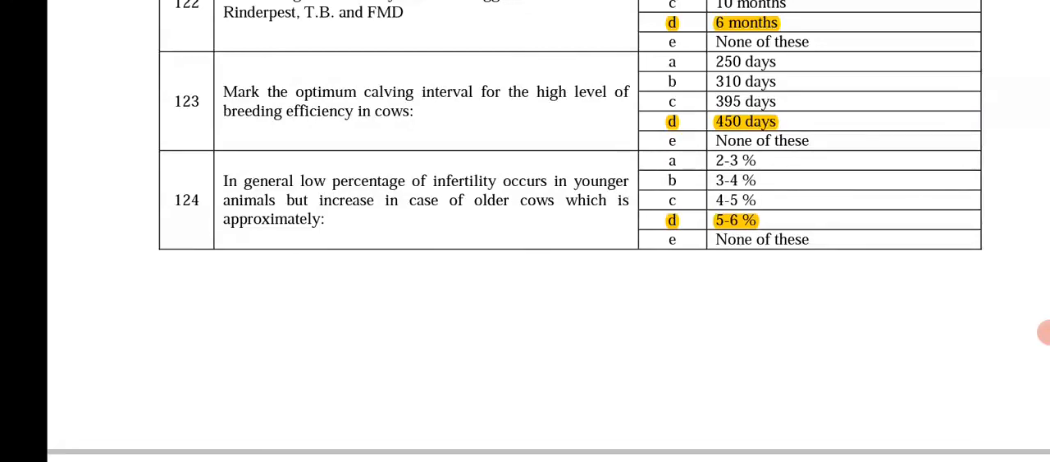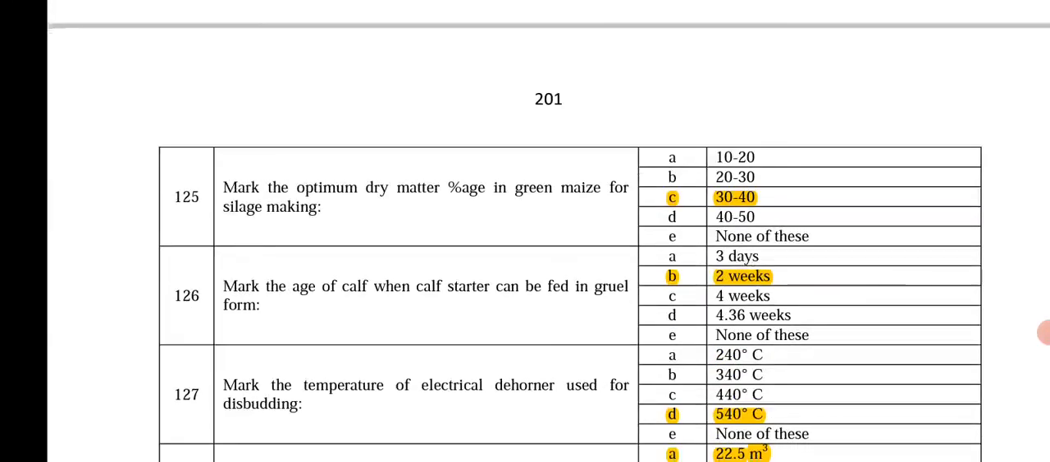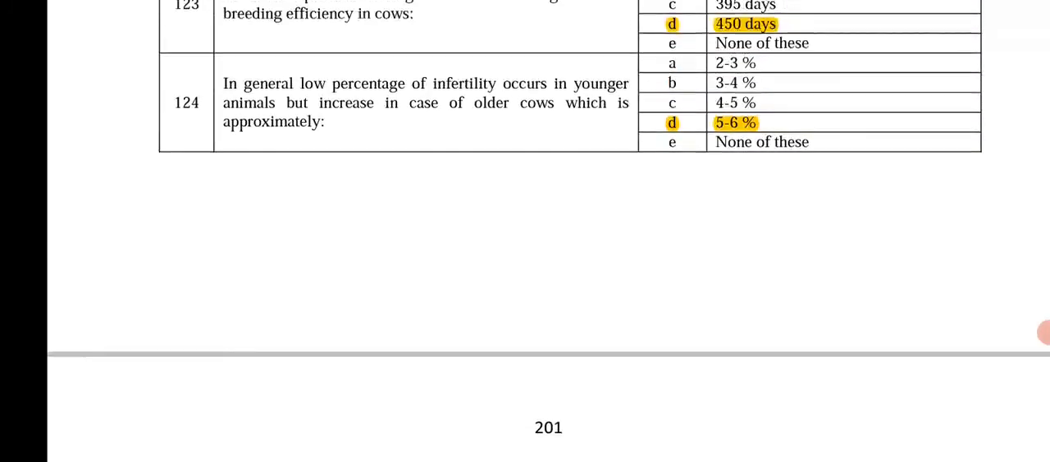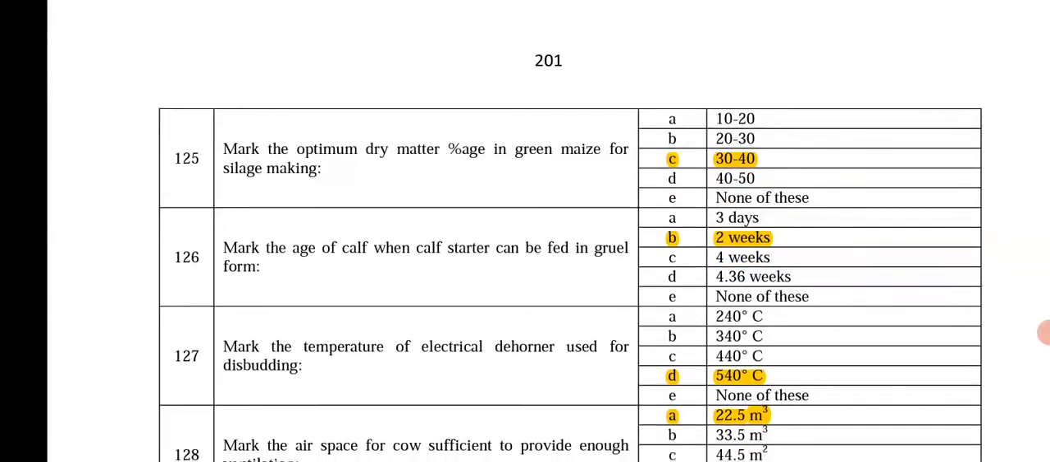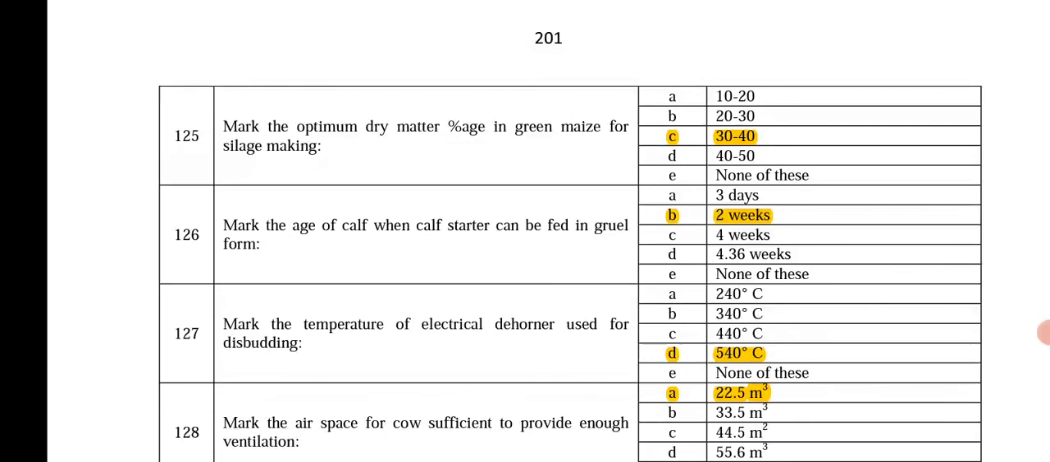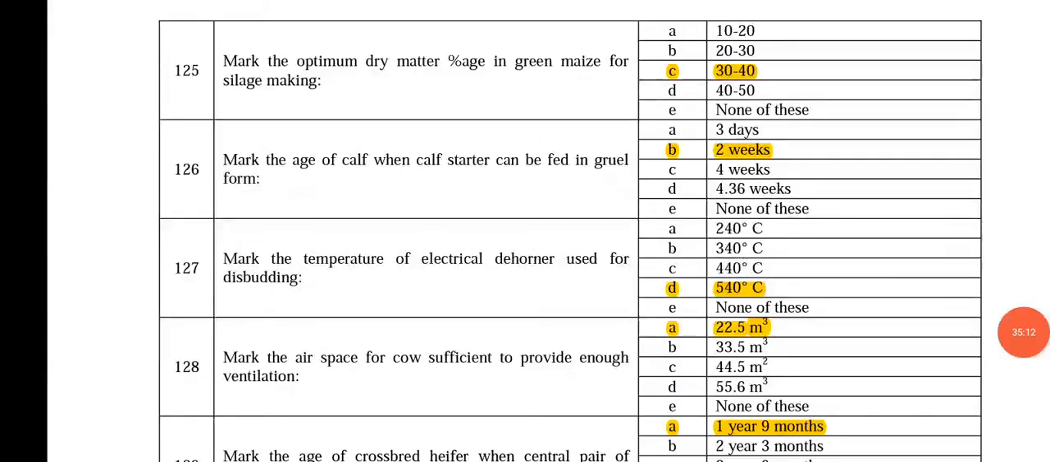In general, low percentage of infertility occurs in young animals, but increases in case of older cows, which is approximately 5.5 to 6%. Mark the optimum dry matter percentage in green maize for silage making. 30 to 40. Mark the age of calf when calf starter can be fed in gruel form. 2 weeks. Mark the temperature of electrical dehorner used for disbudding. 540 degrees centigrade.